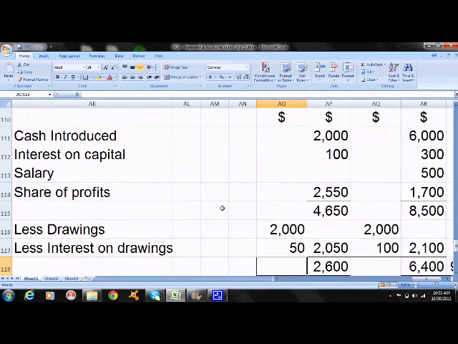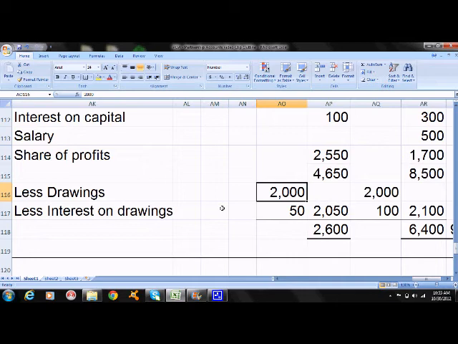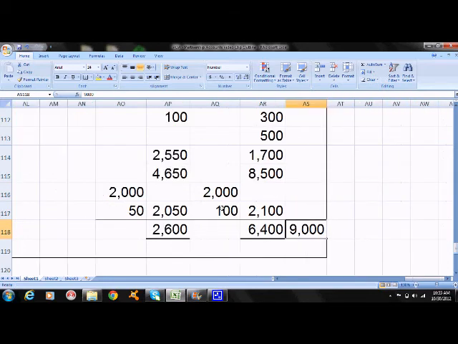Then just as we did before at the top with the fixed capital account, we would add drawings and interest on drawings and subtract it from the amount right here. Same thing right here. Add drawings and interest on drawings and subtract it from the 8,500 to then have 6,400. So these are the balances that you saw before already when we were doing the fluctuating capital account in the columnar format, and everything goes back to what?